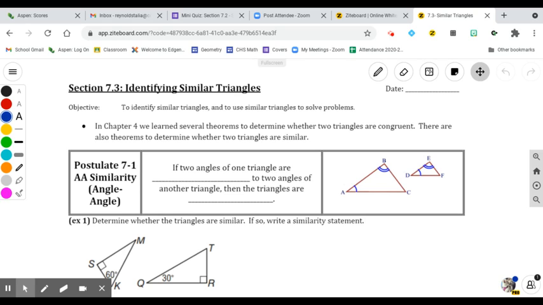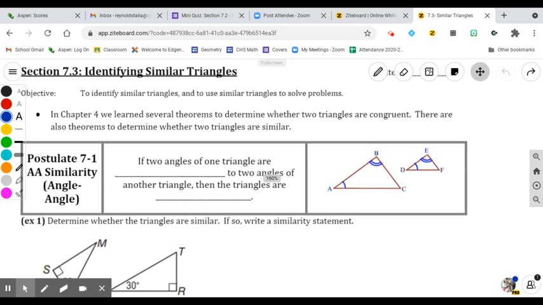So there are three of them. They're kind of similar to the ones we did in chapter 4. If you remember, for triangle congruency, we had side, angle, side, side, side, side, angle, side, angle, and angle, angle, side. So some of those apply with similarity, but not all of them. So the first one that we have for similar triangles is called angle, angle similarity. So that's this first one here.